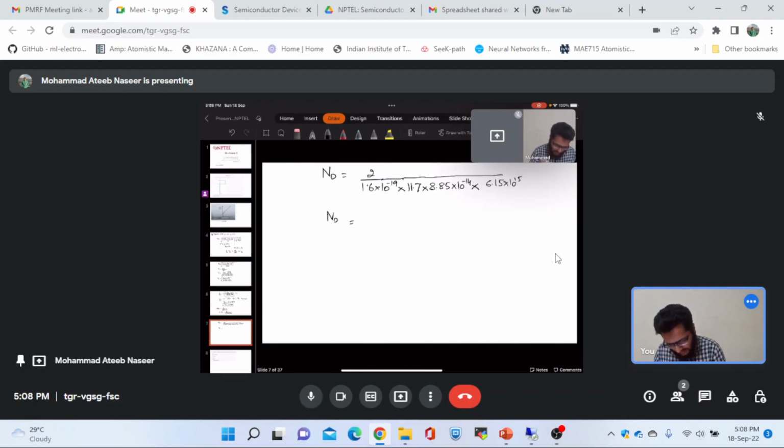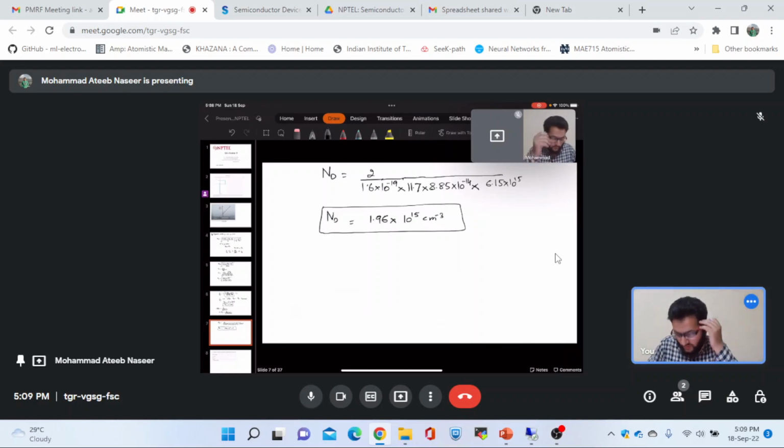So it comes out to be equal to 1.96 into 10 raised power 15 per centimeter cube. So this is the donor concentration that we got in problem 1. Now I have not put the options over here as this was a lengthy question.